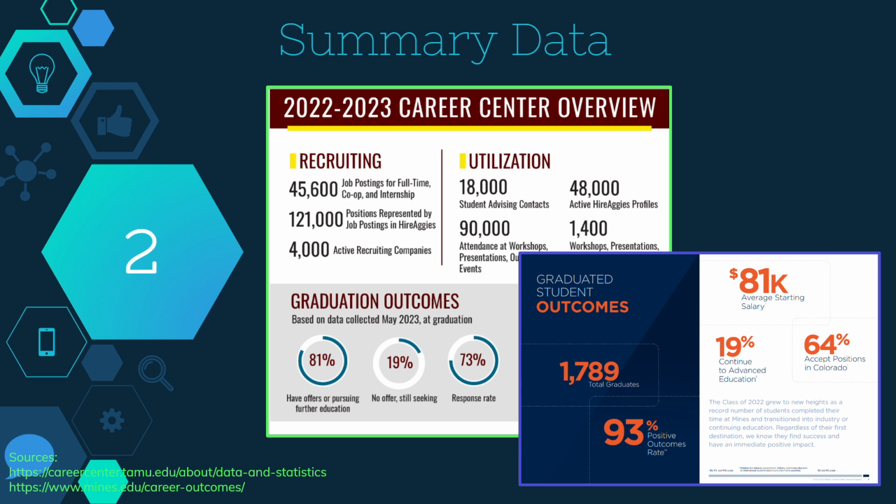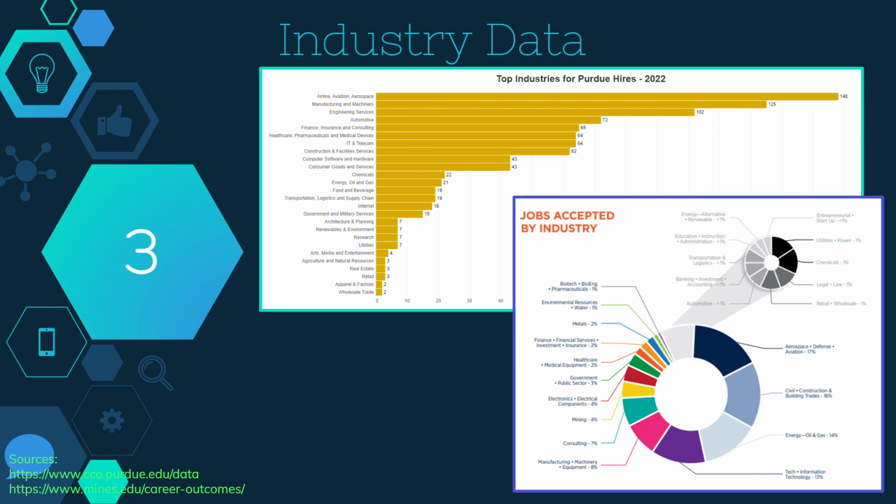So just the overall message with this on the summary data is it is marketing. Make sure that if you're looking at something and it looks impressive, that you are comparing it to the exact same measurement with another school. Okay, and then step 3, industry data.